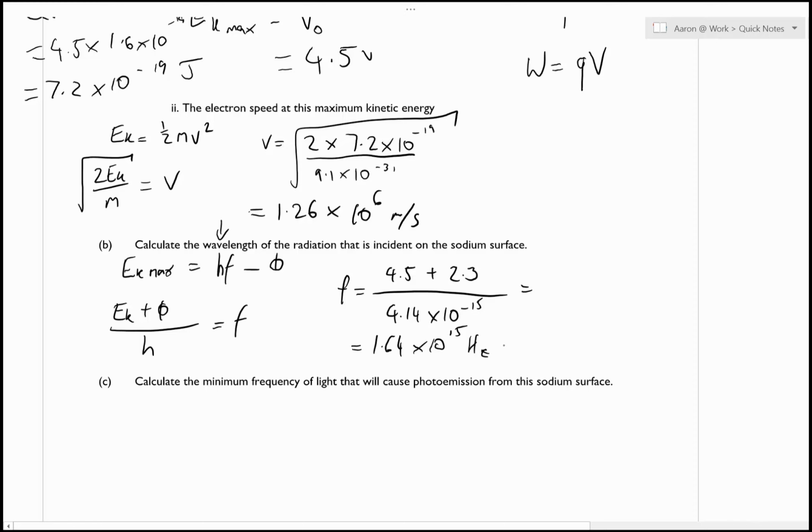So you need to remember this: c equals wavelength times frequency. Never forget this. You will often need to convert between wavelength and frequency, and that is how you do it. We have our frequency and we know what c is, so let's rearrange, and our wavelength is 3 times 10 to the power of 8 divided by 1.64 times 10 to the 15.